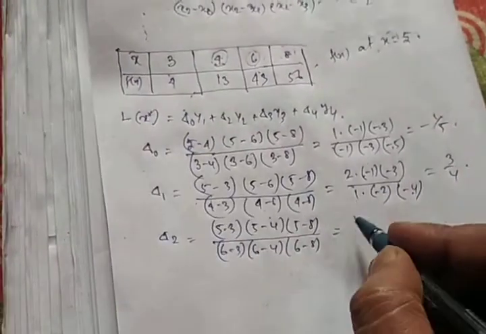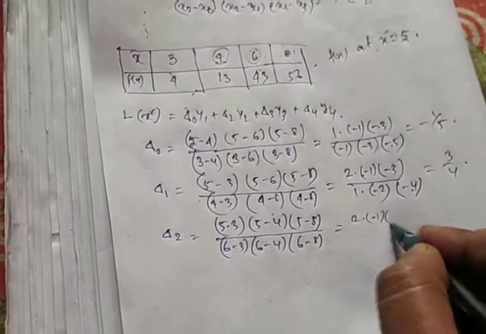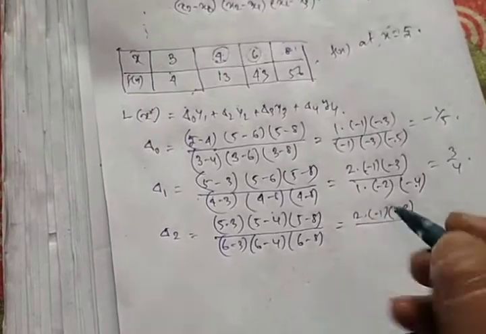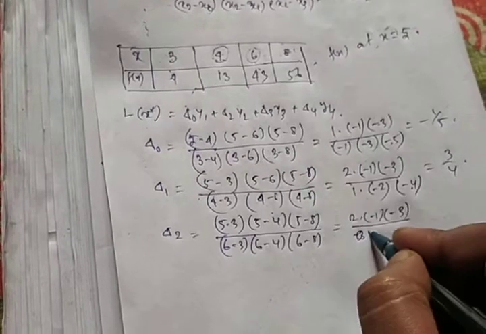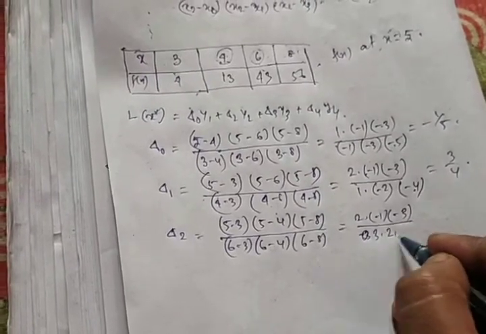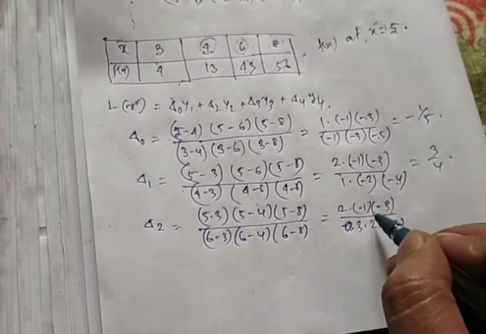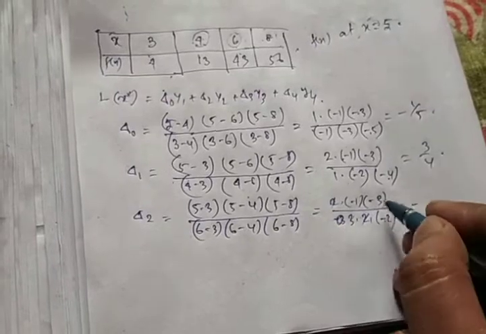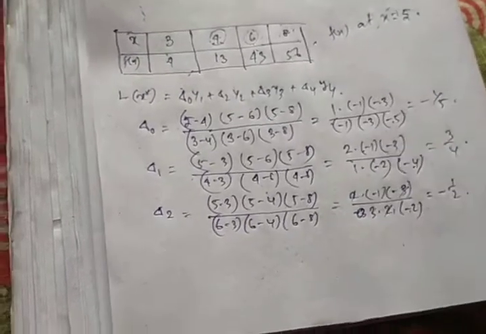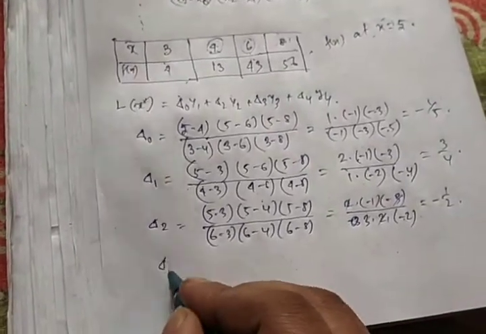Now this will be 5 minus 3 is 2, 5 minus 4 is 1, 5 minus 8 is minus 3, divided by 6 minus 3 is 3, 6 minus 4 is 2, 6 minus 8 is minus 2. So this is positive, this is negative. There will be minus, 2 will be cancelled out and 3 will be cancelled out. So remain half.